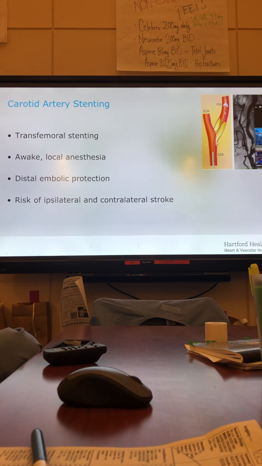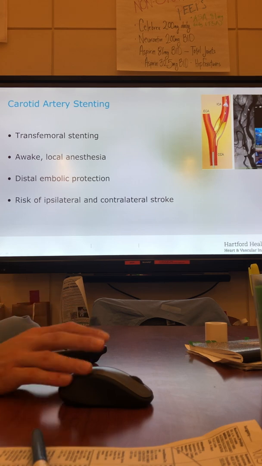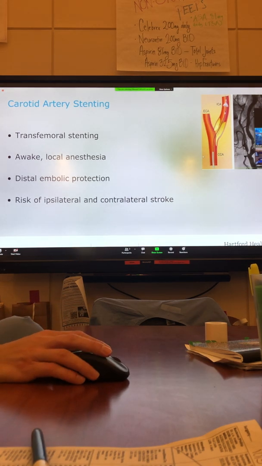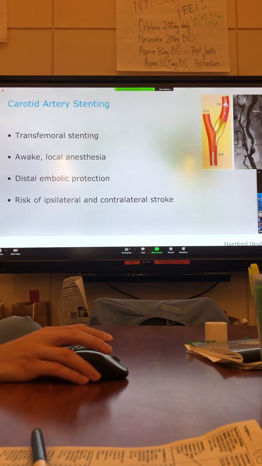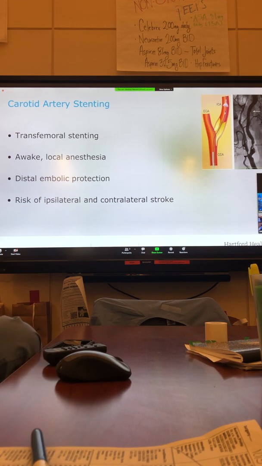When we put a balloon across this lesion, you see this narrowing here. Okay, so we put a filter up here. We do it awake. We do it under local anesthesia. What are the risks to this patient? Why didn't this catch on as being the absolute best thing ever?